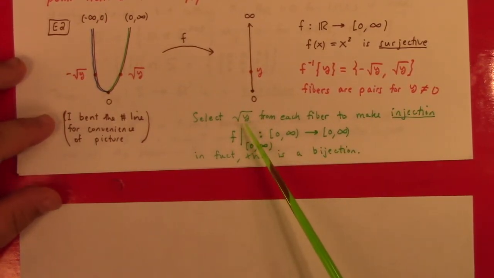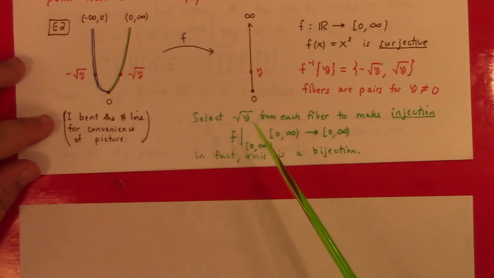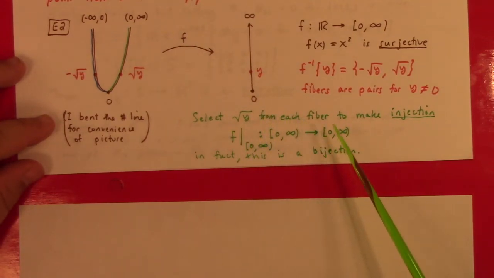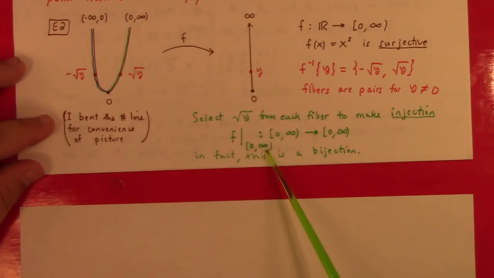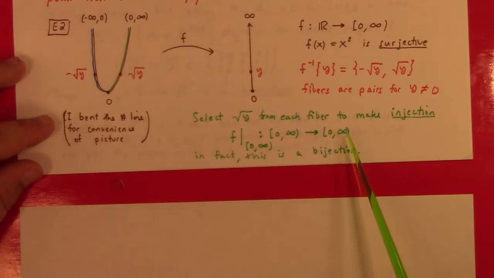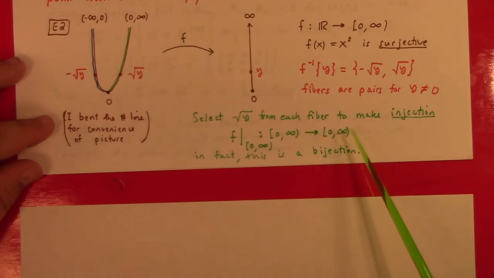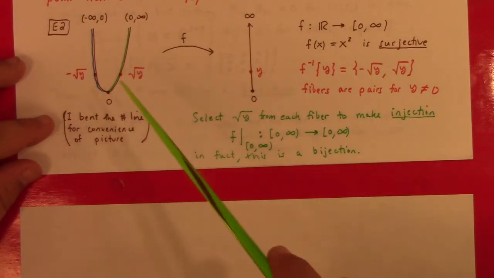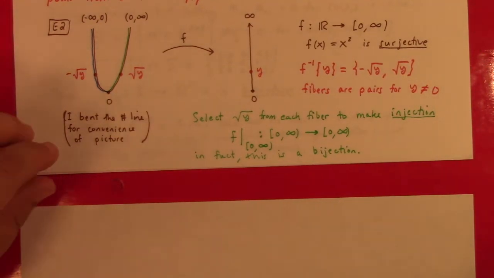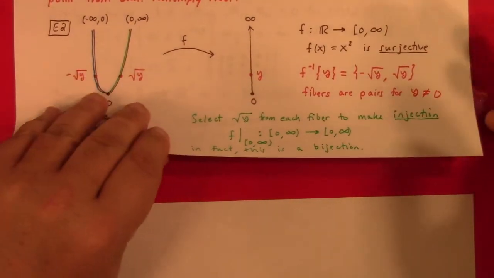Anyway, square root of y from each fiber. We select the square root of y from each fiber to make an injection. f restricted to the non-negative real numbers is a mapping from non-negative real numbers to non-negative real numbers. And in fact, this is a bijection. It is one-to-one and onto. So the trouble was our domain was too big. We just had to cut it down, get rid of half of the real line. And once we did that, we had singletons. Yay! Now, it's not always so simple, all right?